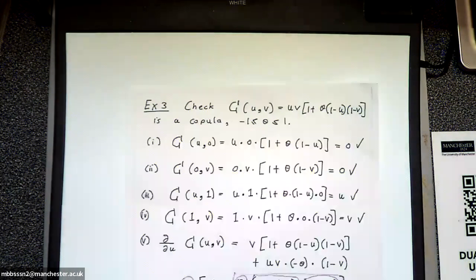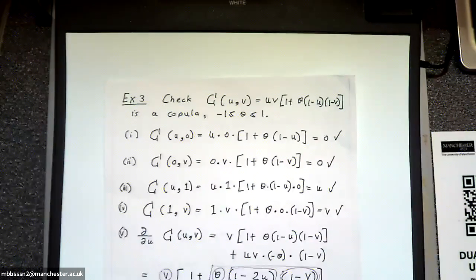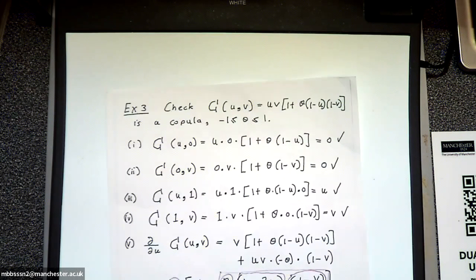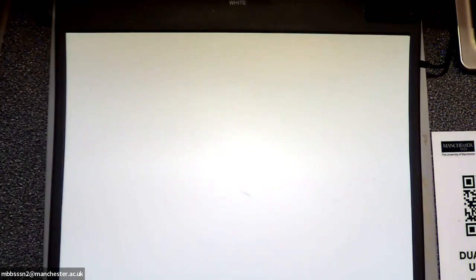And the third example, this is the third example I did. Once again, theta is a number between -1 and +1. It's not difficult to see that all 6 properties are satisfied. All right, so that's the 6.